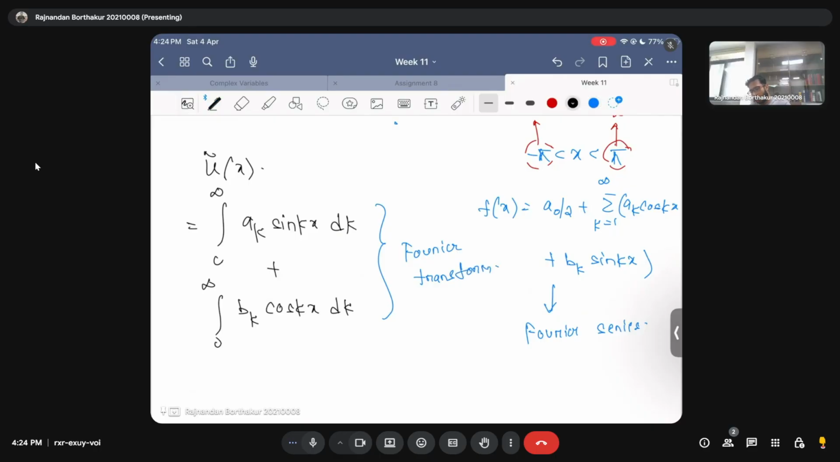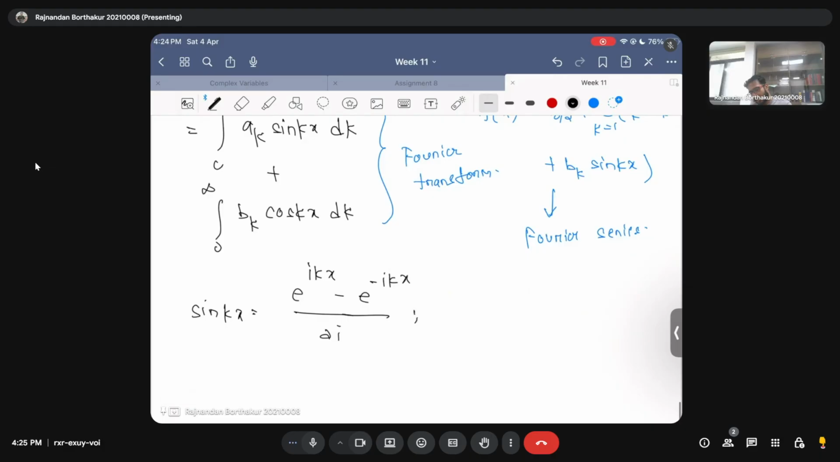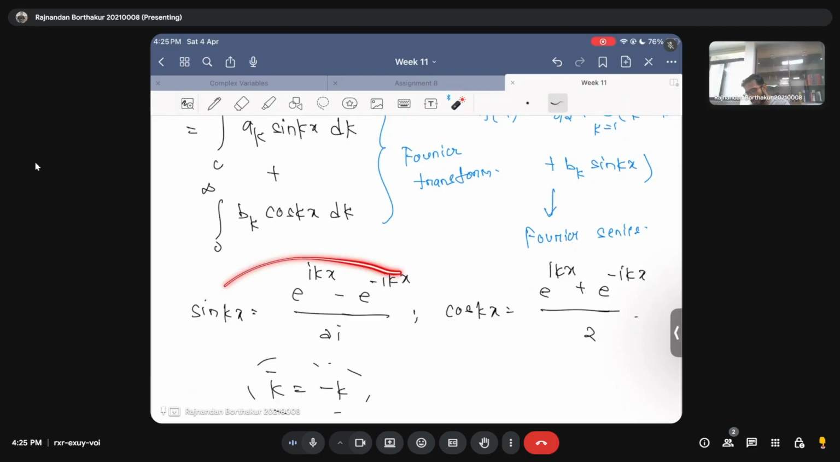Okay, now what we'll do is we will use the fact that you can write sine kx as (e^(ikx) minus e^(-ikx)) by 2i, and you can equivalently write cos kx as (e^(ikx) plus e^(-ikx)) by 2. And then what you need to do is a change of variable in one of the integrations, where you can choose a k bar which is equal to minus k. You just need to do this change of variable in one of the two integrations after substituting these two forms.